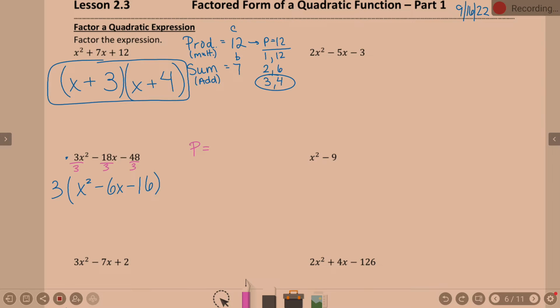Sorry. What do we need to find a product of? Is it 48? No, so we're not working with 48 anymore. We're working with 16, specifically what type of 16? Negative 16, yes? So that C value, which is negative 16, and a sum of negative 6. Okay, so we're working with negatives here. When I list my products, I don't worry about negatives yet. Maybe you want to. But I just think, okay, products. What numbers multiply to be 16?